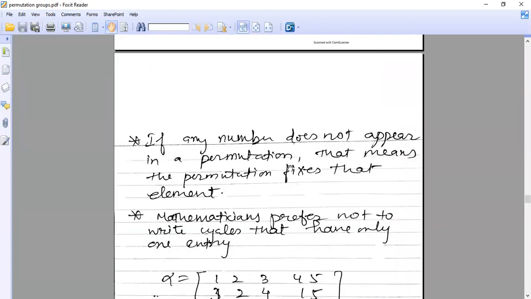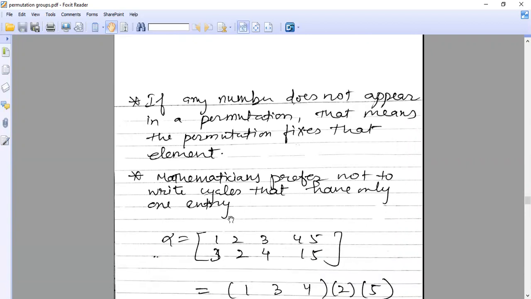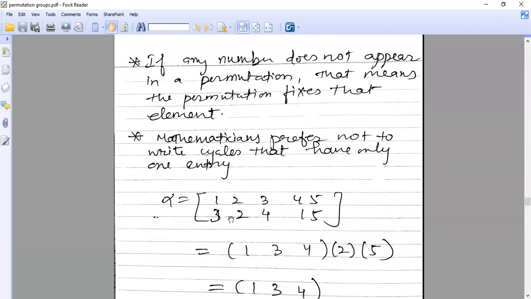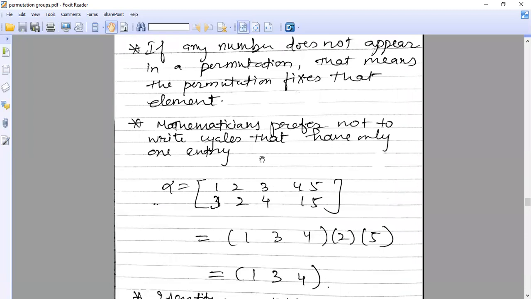If any number does not appear in a permutation, that means the permutation is fixing that element. That is, that element is going to itself. So you do not worry if you cannot see any element in a permutation. That permutation is fixing that element. Mathematicians prefer not to write cycles that have only one entry.